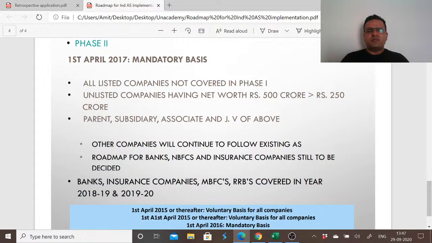Banks, insurance companies, NBFCs, RRBs were also covered in the years 2018-19 and 19-20 in the same phases. In the year 2018-19, all the banks, insurance companies, NBFCs, housing finance companies with a net worth of more than 500 crores were required to present an Ind AS compliant balance sheet of 31st March 19.